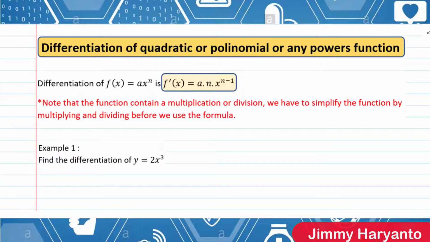Next is differentiation of quadratic polynomials, or any power function. Differentiation of a power function has a form of f(x) equal to ax to the power of n. The n can be any number. It's like 2, 3, 4, 5, 6, 7, or maybe a decimal like 2.5, or a fraction like 3 over 2, or maybe the square root of 2. It can be any number.